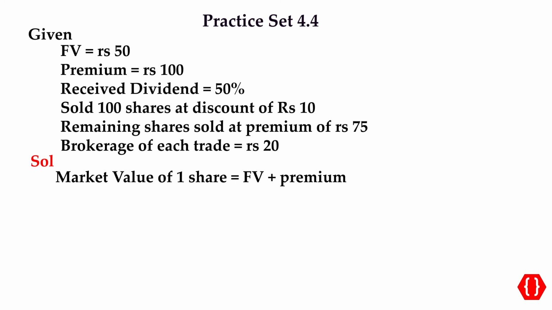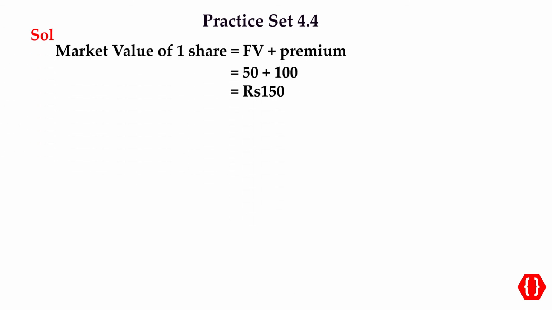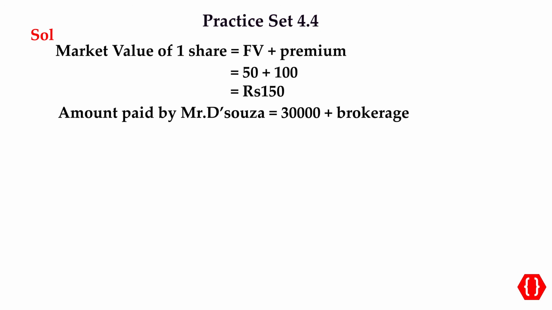So let's find out the market value of one share. We get the market value of one share by adding face value plus premium, that is 50 plus 100 equals rupees 150. The total sum invested is the number of shares multiplied by market value. Number of shares is 200 and market value is 150, so we get 30,000 as sum invested. The amount paid by Mr. D'Souza will be the sum invested plus brokerage, that is 30,000 plus 20, which is 30,020 rupees.